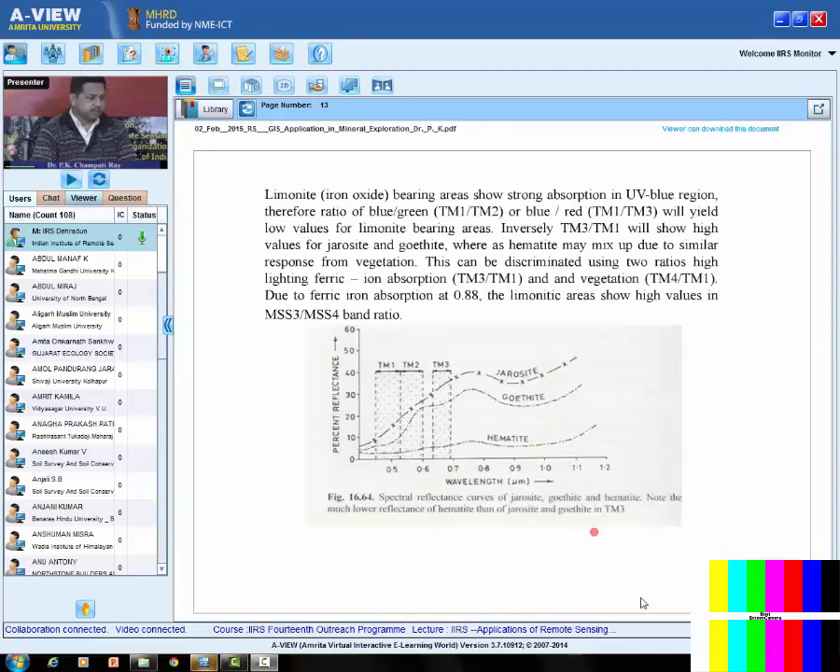Now you can see there are three prominent iron ore minerals, and their spectral characteristics are shown here: hematite, goethite and jarosite, and band ratios like TM1, TM2 or TM3, which refers to thematic mapper bands 1, 2, 3. So all these ratios can be considered to find out whether there is hematite, goethite or jarosite, and this is what helps mostly in the oxide minerals, iron oxide exploration.